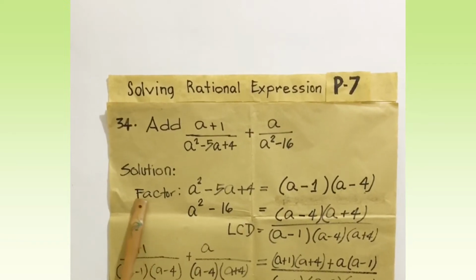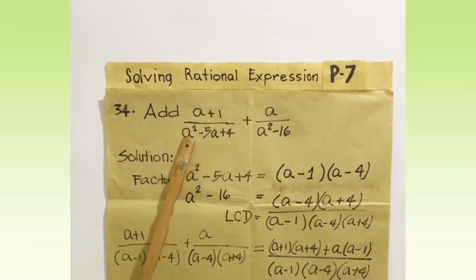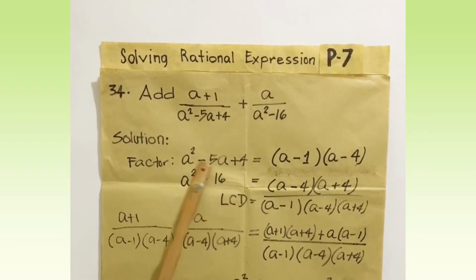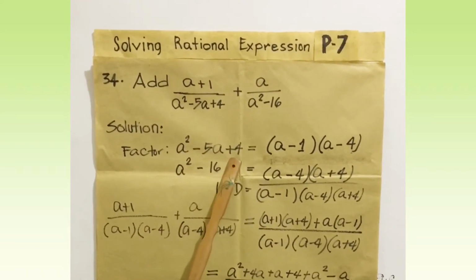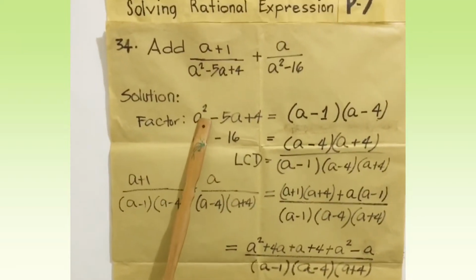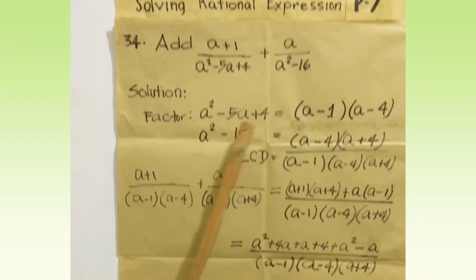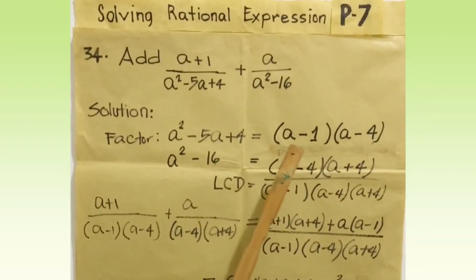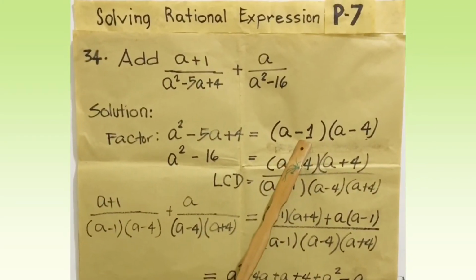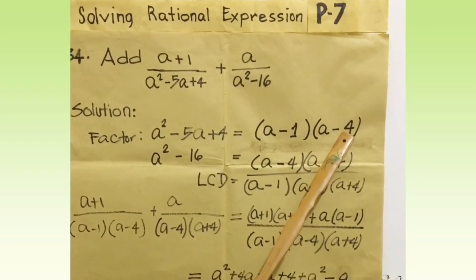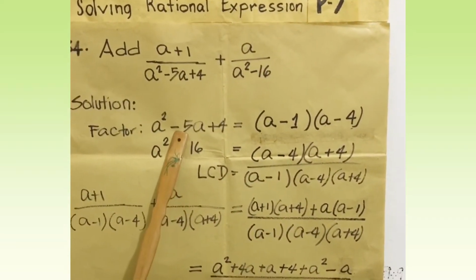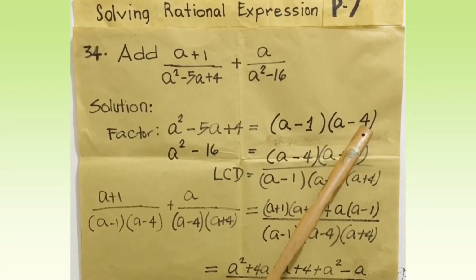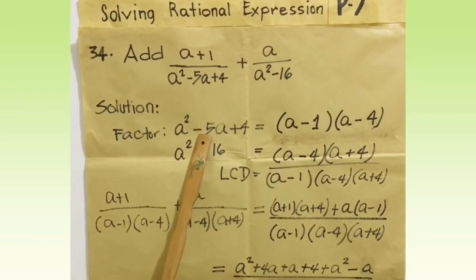So we're going to find the factors of a squared minus 5a plus 4. Since this is a perfect trinomial, the factor of a squared is a and a, and the factors of 4 are 1 and 4. Why? Because negative 1 times negative 4 equals 4, and negative 1 plus negative 4 equals negative 5.